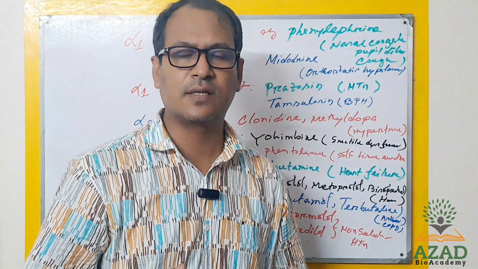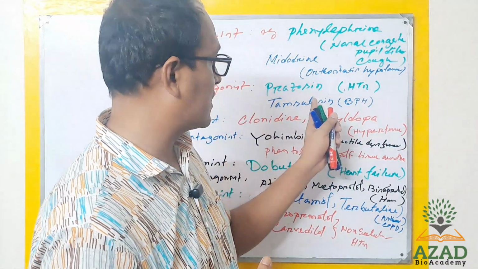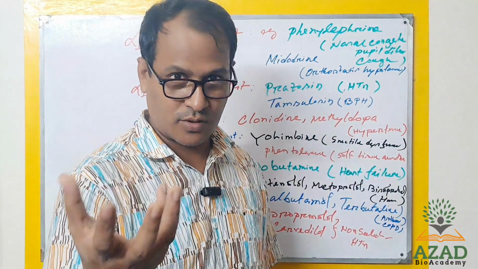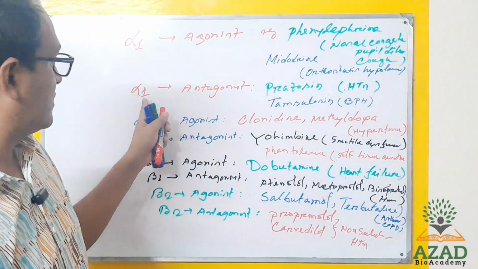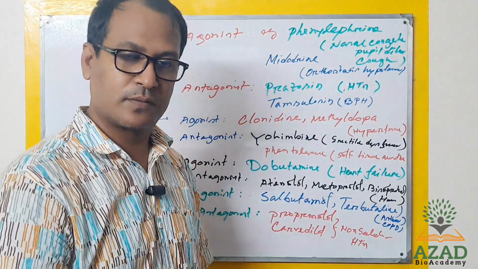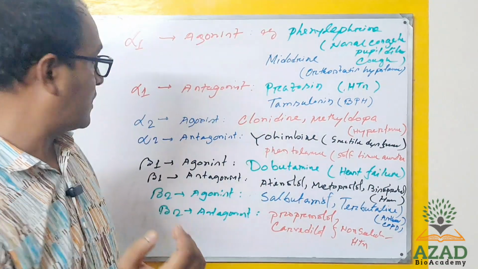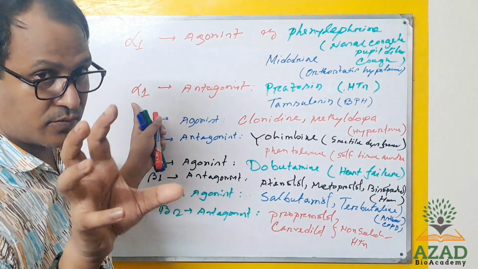So tamsulosin is also an alpha 1 antagonist, and this drug can also be used for hypertension, no doubt, because the binding location is the same. So it can be used for hypertension, but it has another role. You know, as I already said, alpha 1 is rich in your prostate gland.